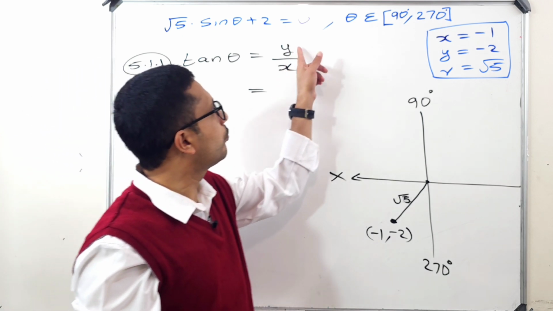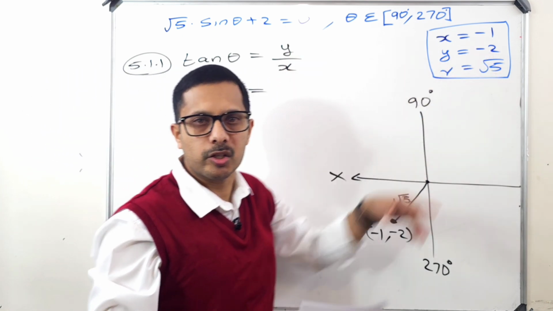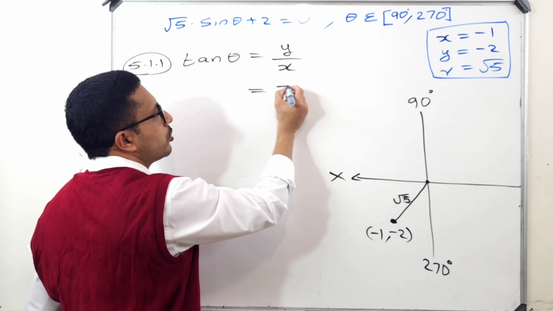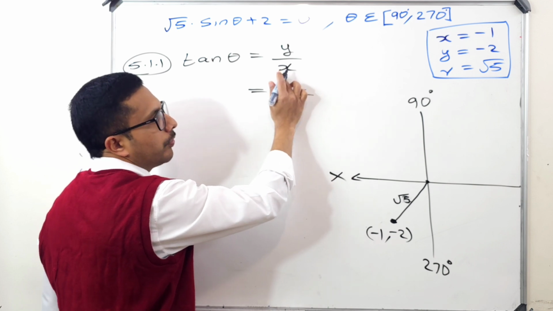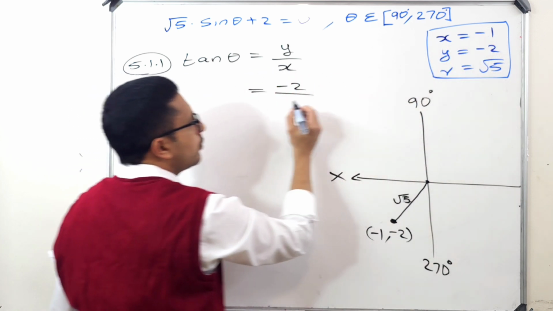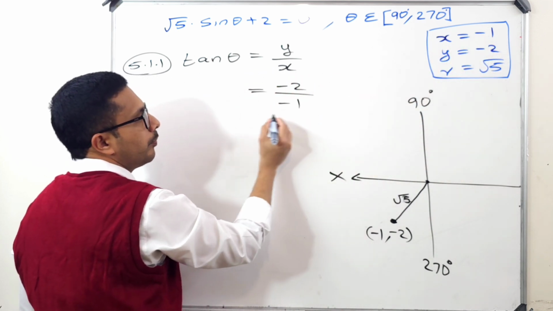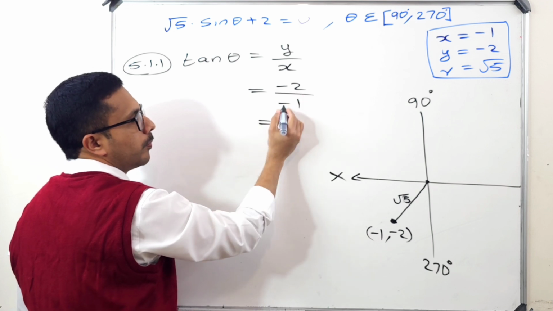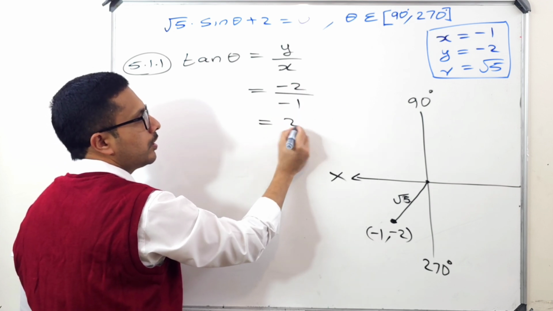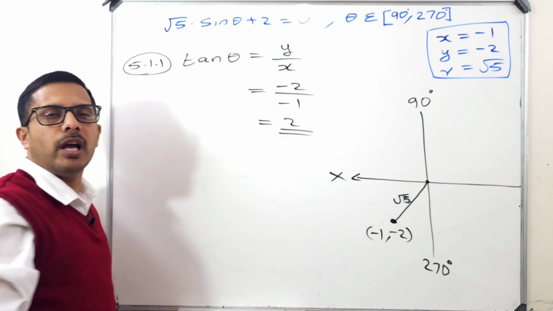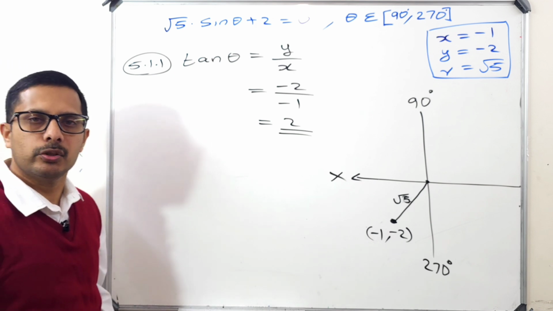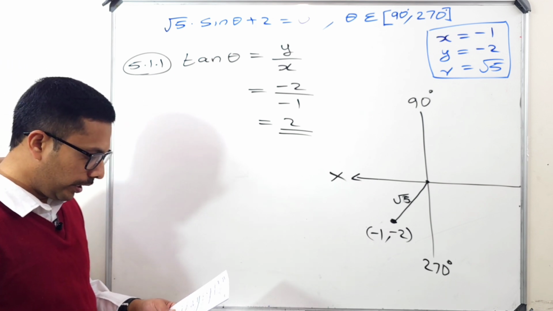So what is the value of y? It is minus 2. So it is minus 2 over, what is the value of x we got? Minus 1. So what is minus 2 divided by minus 1? Minus by minus is positive. 2 divided by 1 is 2. So it means that the value of tan theta is 2. Okay. Now look at the next question.